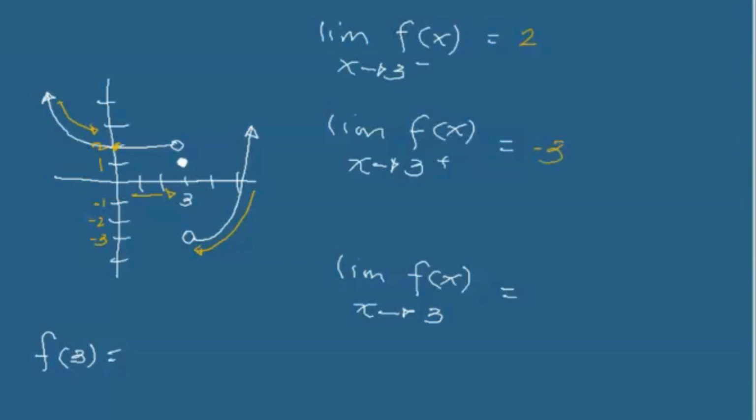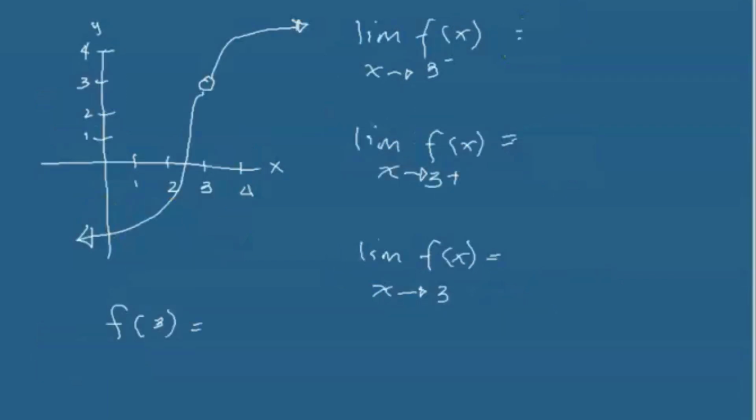Okay, so what is the limit of the function as x approaches 3 on both sides? Since the left-hand and the right-hand side limits are not equal, therefore this is DNE, or does not exist. Now for us to evaluate f of 3. So f of 3, as x is equal to 3, our y, which is this point, is equal to 1.